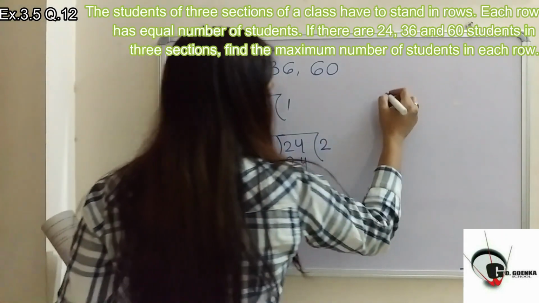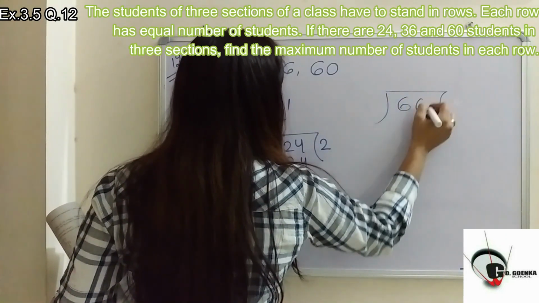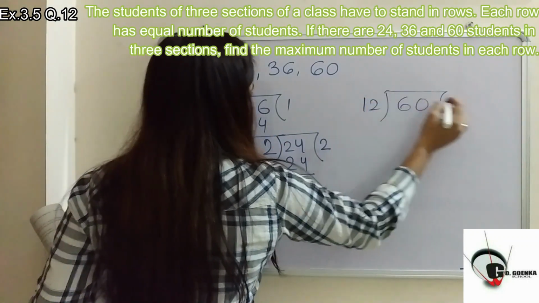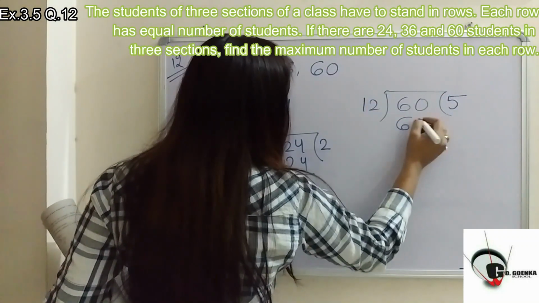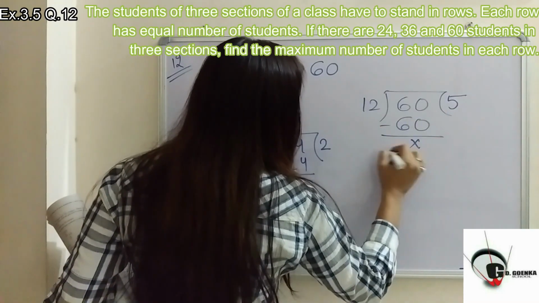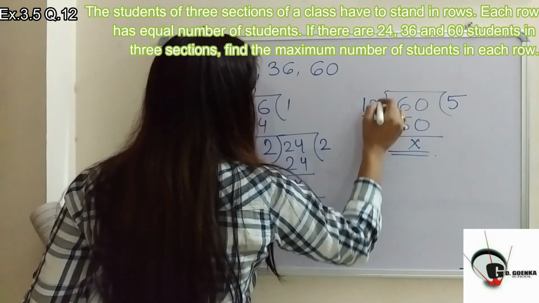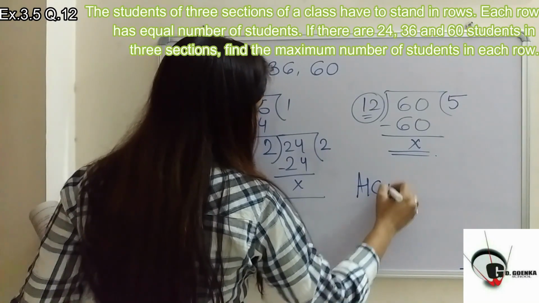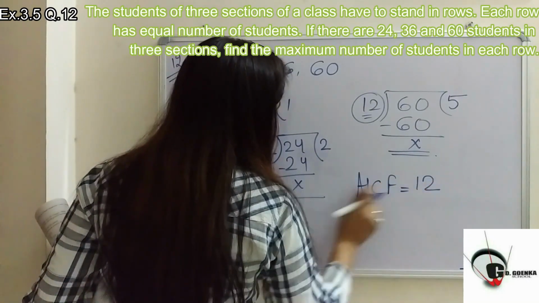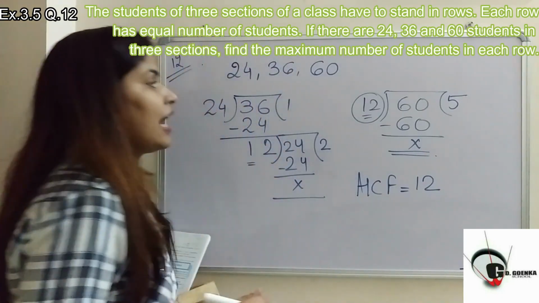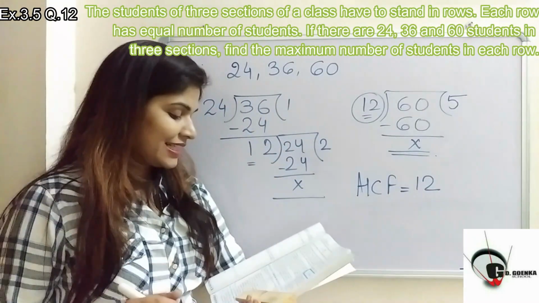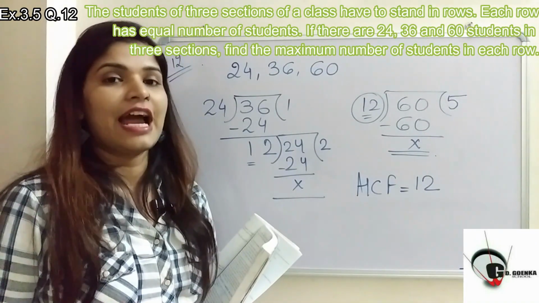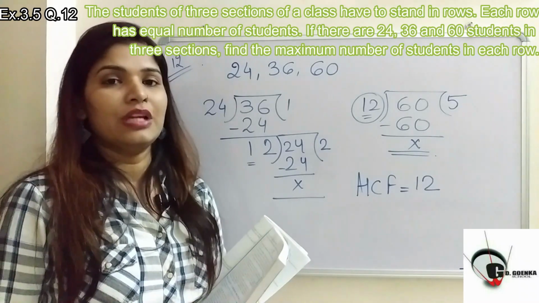So we will divide the leftover number, 60, by this number itself, 12, and we all know 12 fives are 60. As it is the last divisor, that means it is our HCF, that is 12. That means the maximum number of students in each row is 12. So 12 students can stand in each row to get an equal number of students.